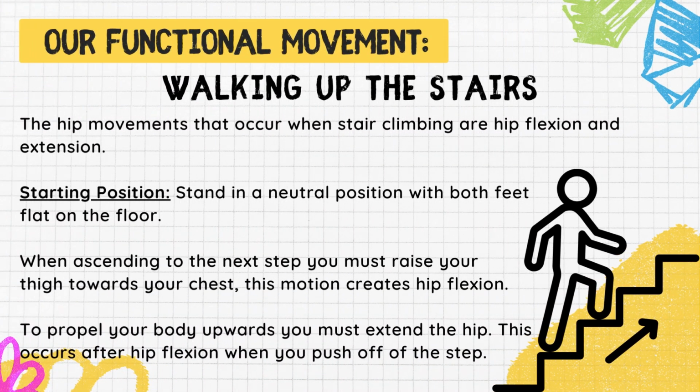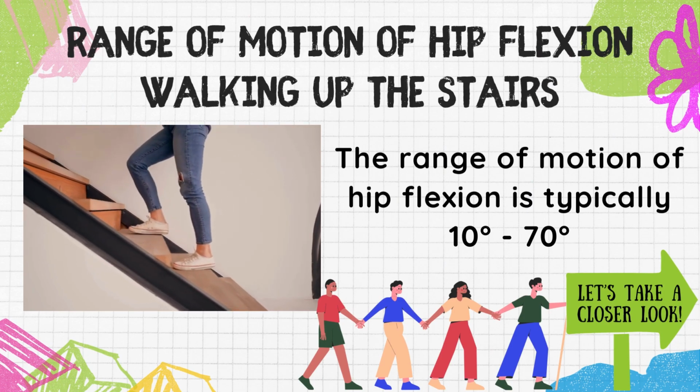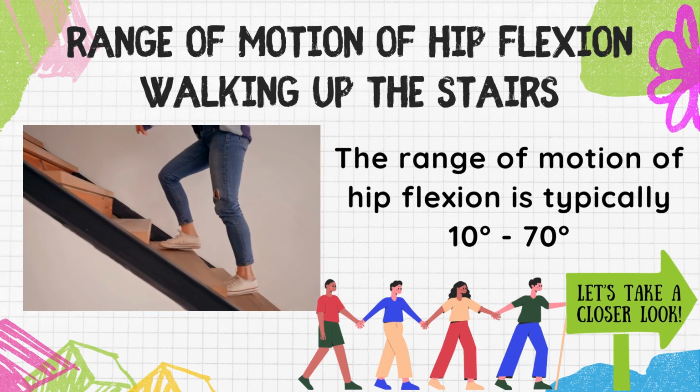The functional movement that we chose for our presentation is walking up the stairs. The hip movements that occur when stair climbing are hip flexion and extension. During the starting position, we stand in a neutral position with both feet flat on the floor. When ascending, to take the next step, you must raise your thigh towards your chest, and this creates hip flexion. To propel your body upwards, you must extend the hip. This occurs after hip flexion when you push off the step. The typical range of motion for hip flexion while walking up the stairs is between 10 to 70 degrees.